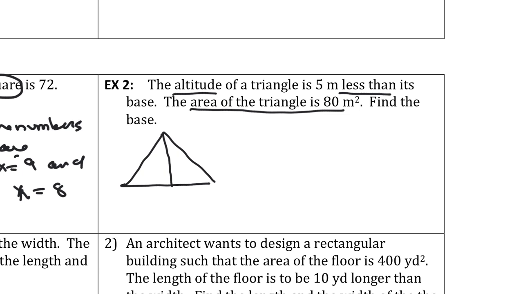So let's call the base x. So x is going all the way across. The altitude, which is the height, is going to be x minus 5. Remember, the less than is backwards.